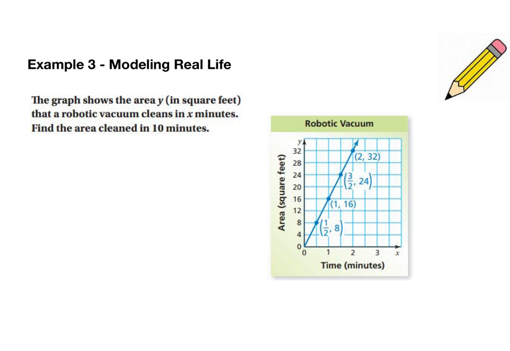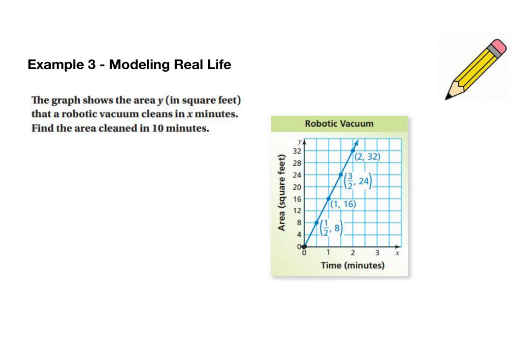So this robot vacuum graph shows the area in square feet that a robot vacuum cleans in X minutes. Find the area cleaned in 10 minutes. In this situation, what we know is that the graph is aligned through the origin. The origin is the point 0, 0. We know that it's linear, it's a straight line, so we know that it has a constant of proportionality, and we know that it has a constant rate of change. It's going to change consistently throughout the entire graph.